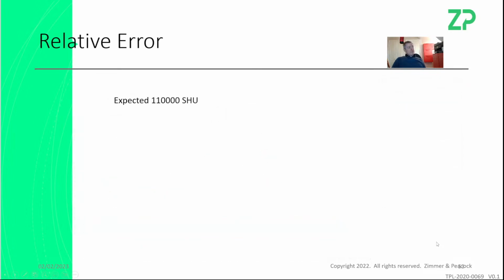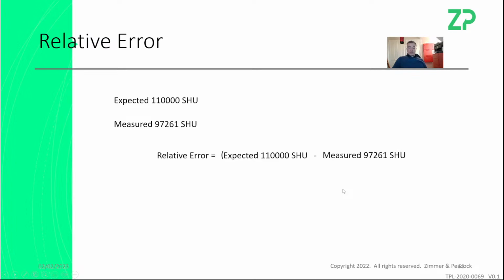I also want to talk about relative error. So let's say you had an expected result of 110,000 Scoville heat units. You measure 97,000 Scoville heat units. The relative error between those is, this is the expected result, you subtract your measured result, you divide that by your expected result, and you actually get a result of 0.13 or 13%. That's probably a very acceptable relative error, I would say.